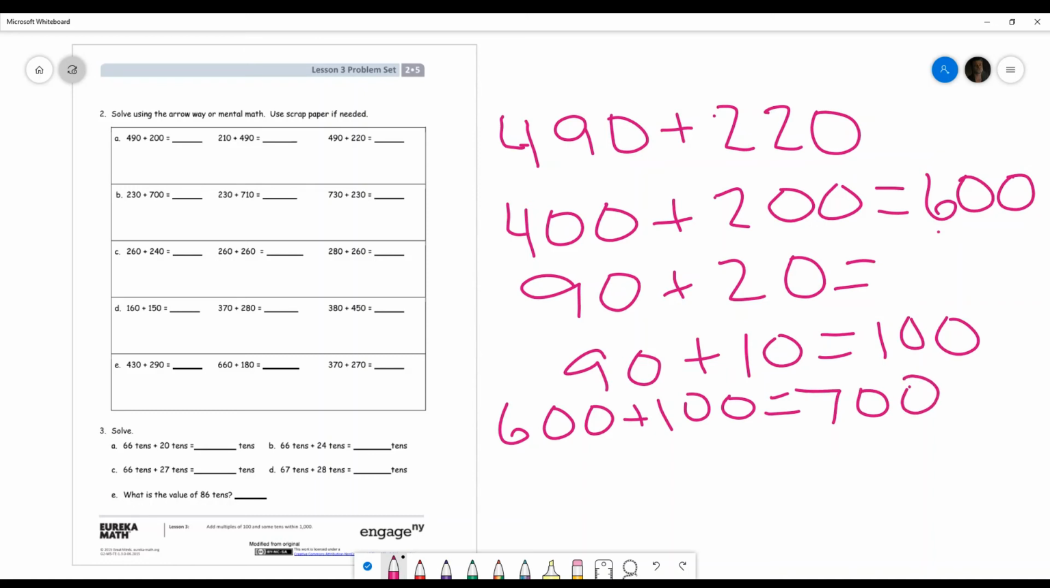But we have an extra 10 left, right? Because there was 20. So now we add 700 plus 10 equals 710.